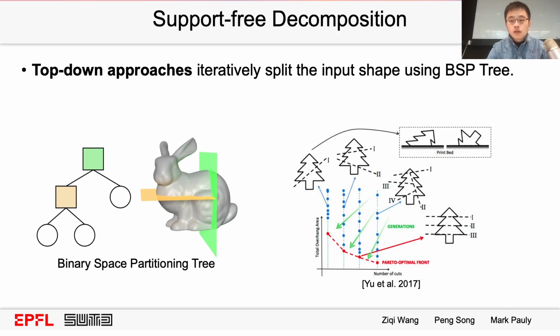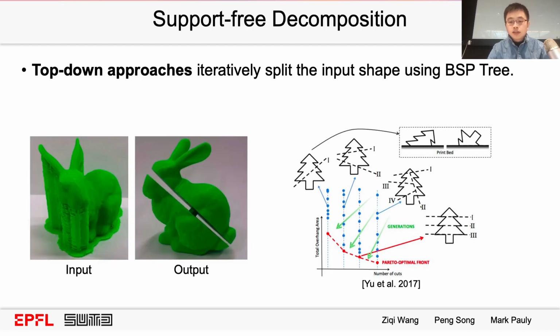The top-down and bottom-up are 2 classes of approaches for the spot-free decomposition problem. Top-down approaches try to find a set of 3D planes that clip the input shape into a set of parts, aiming to minimize the total spot. These 3D planes are organized as a binary space partitioning tree, or BSP tree, see left. Yu and their colleagues proposed an evolutionary approach to search for these clipping planes, and their algorithm can save most of the spot material, see left.